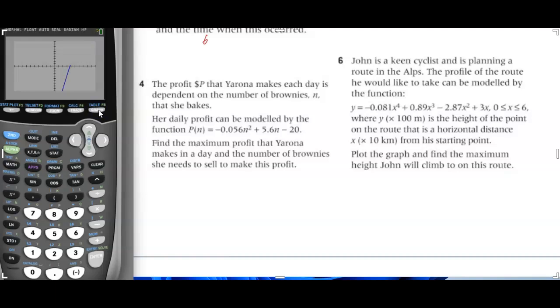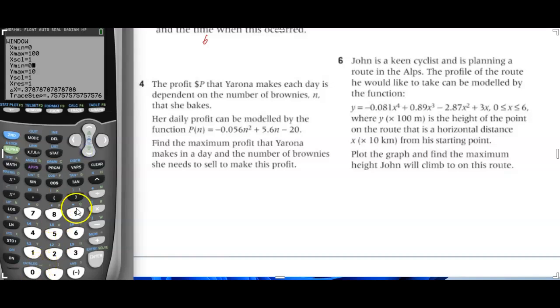Sometimes we're not even going to see the peak, right? So if you can't see the peak, my advice is on these real life problems, change the window to 0 to 100 and then 0 to 100.